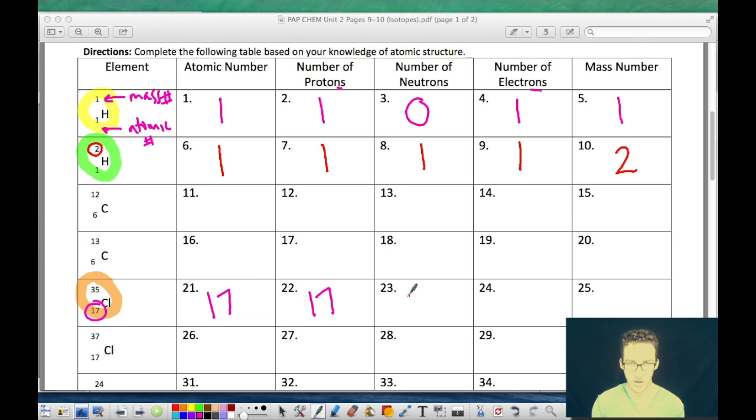Our number of neutrons, again, we're going to determine that from subtracting the atomic number from the mass number. Our number of electrons in an electrically neutral atom will match our number of protons. And then our mass number will be the sum of our protons and neutrons. Or we can just take a peek there at the very top, 35.